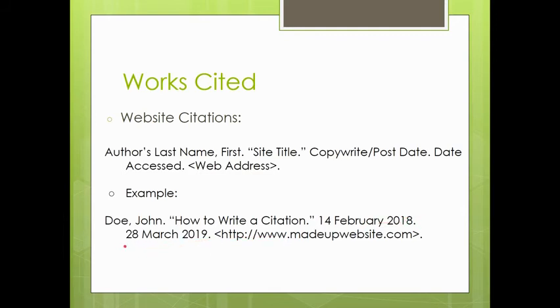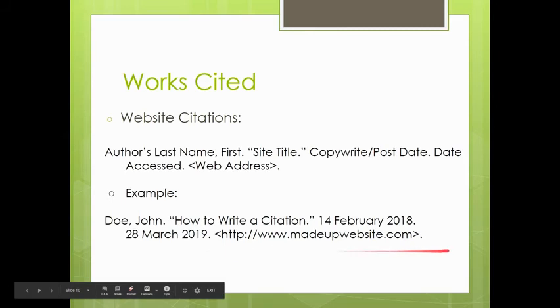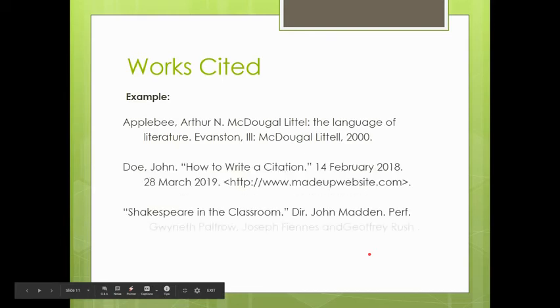The date I got this information from was March 28th, 2019. So I would document that by putting the date first, 28th, March in the middle, and 2019 with a period after 2019. And the web address, notice there's a caret, and then I put http://www.madeupwebsite.com, caret, period. So this is how I would create a citation for my Works Cited page for a web address.